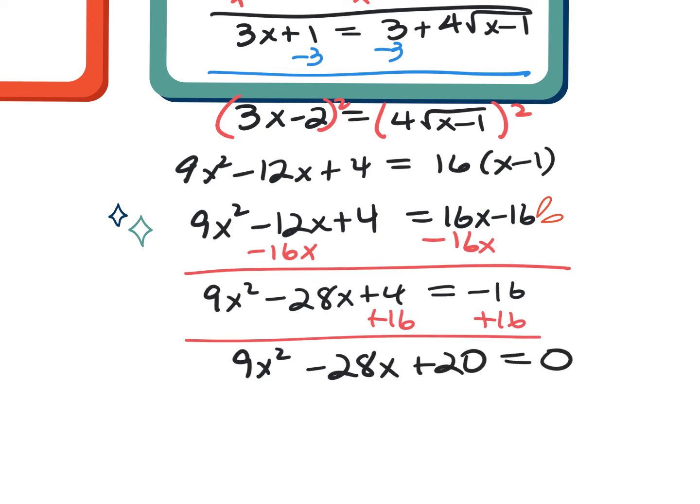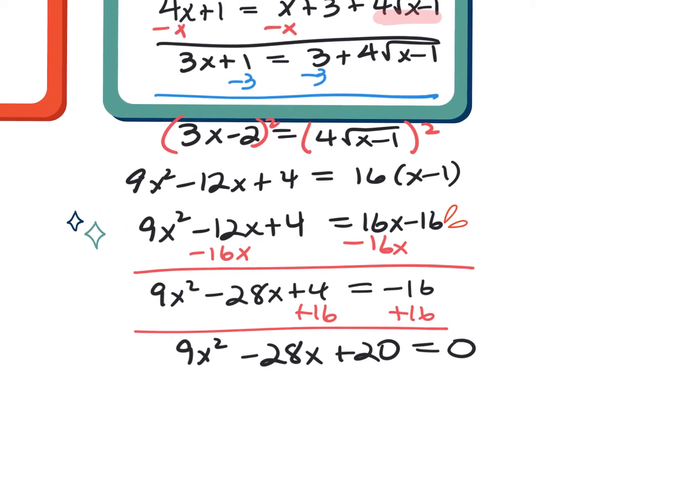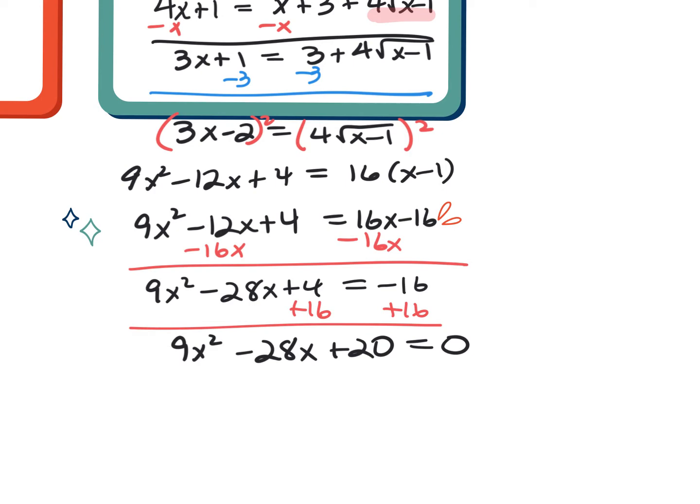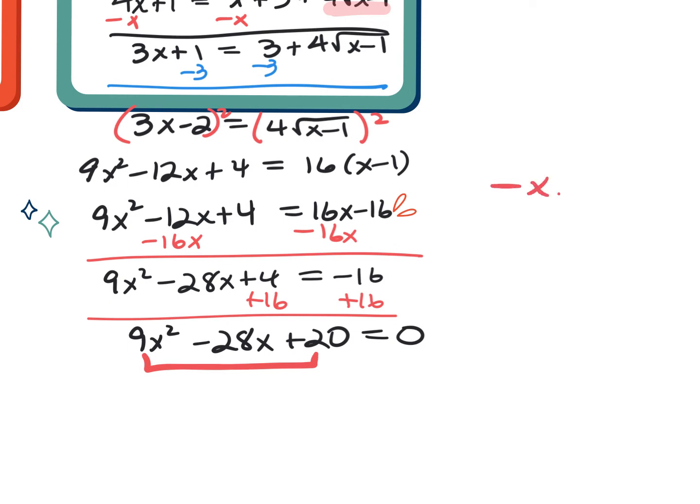I now have a trinomial that I need to factor. Now, you can either factor it by grouping or you can guess and test. So if I factor this by grouping, I would be multiplying 9 and 20. So I'm looking for two numbers that multiply to give me 180, but will add to give me negative 28. So this one's kind of large, but again, it's doable. So notice it's negative 28, but a positive 180. So that tells me my signs are the same.